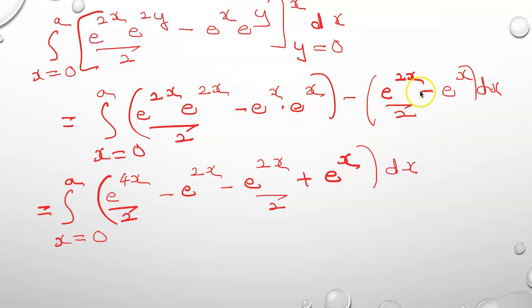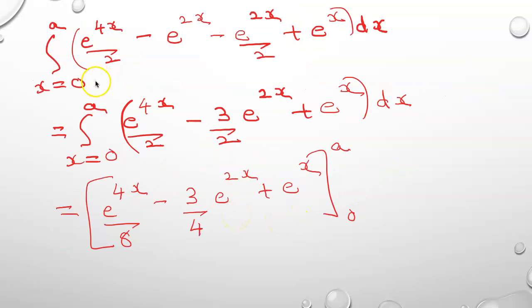Now this is where students go wrong. They will write this as 0. But this is not 0 because e raised to 0 is 1. So it is e raised to 2x by 2 minus e raised to x. So when you open up the bracket, you get integral over x. This is e raised to 4x by 2 minus e raised to 2x minus e raised to 2x by 2 plus e raised to x dx. We had stopped at this.